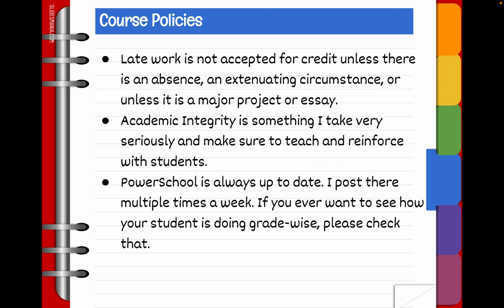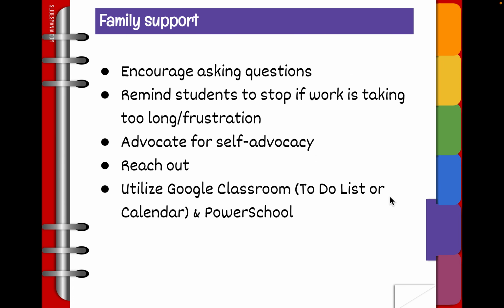When it comes to grades, PowerSchool is always up to date. I post to it regularly several times a week, so if you'd like to see how your student is doing grade-wise, please check that. I would ask, though, and this is going into the next slide, that you do talk to your students first if you see something concerning regarding their grade. That way we can loop the students in, because I would encourage you, this is the third bullet point down, to advocate for self-advocacy. I teach 16, 17, 18-year-old students, and I'm really trying to encourage them that if they have an issue, if they have a question, if they have a concern, that they reach out to the teacher either via email or staying after class or before class, because I really think that that's a very important skill to develop.